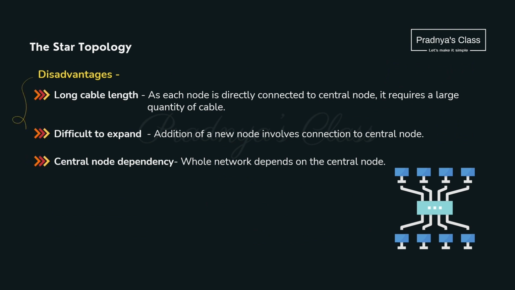Now let's read the disadvantages. We need long cable. Because all the devices are connecting directly to the central hub, we need lengthy cables. It is difficult to expand as adding new node involves connection to the central node. The third disadvantage is central node dependency. Whole network depends on the central node. If there is a problem with the central node, whole network will shut down.